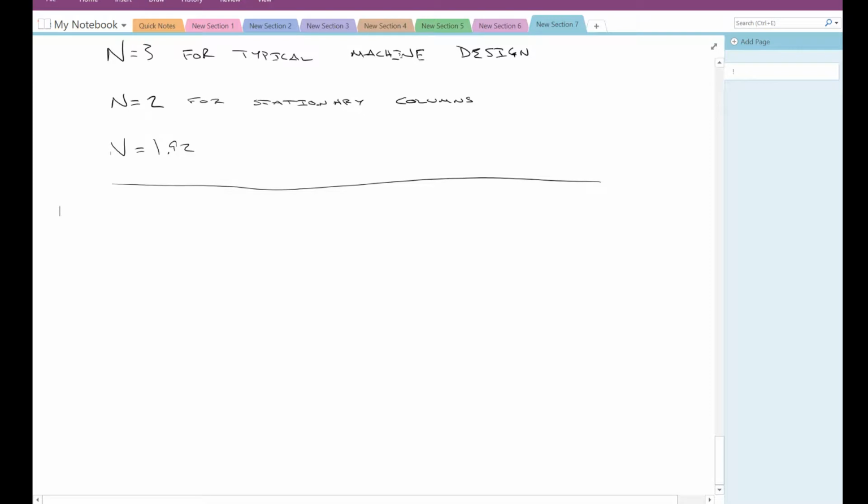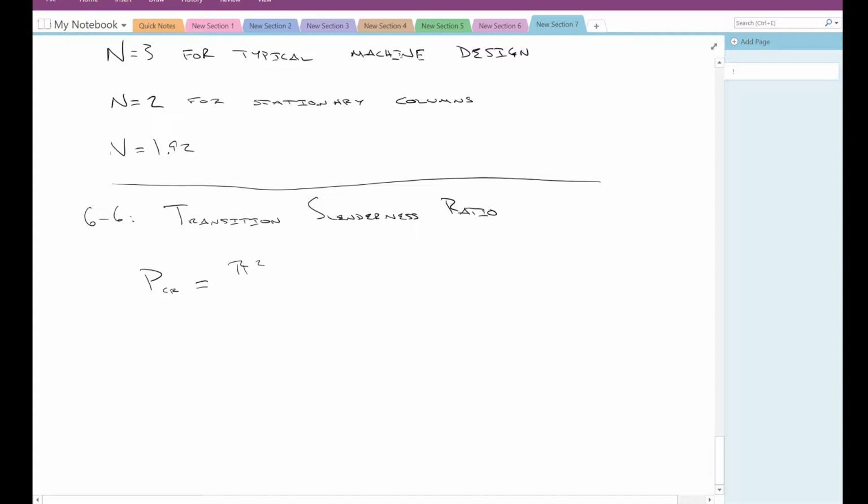All right, so moving forward, we'll look at section 6-6, which is our transition slenderness ratio. I have it backwards. Transition slenderness ratio.